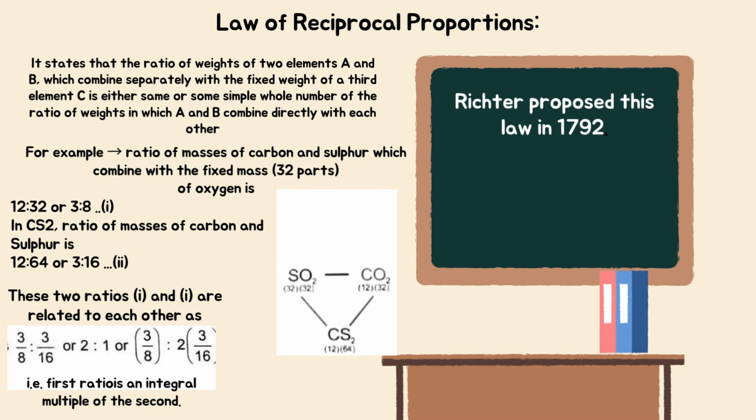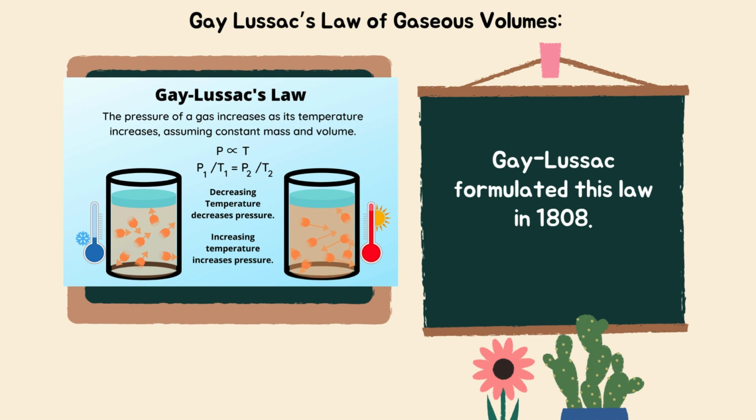Fourth is the law of reciprocal proportions. When two elements combine with a third element, their mass ratios are either the same or simple multiples of each other. Richter proposed this law in 1792. Fifth is Gay-Lussac's law of gaseous volumes. The volumes of gaseous reactants and products in a chemical reaction can be expressed as simple whole number ratios. Gay-Lussac formulated this law in 1808.